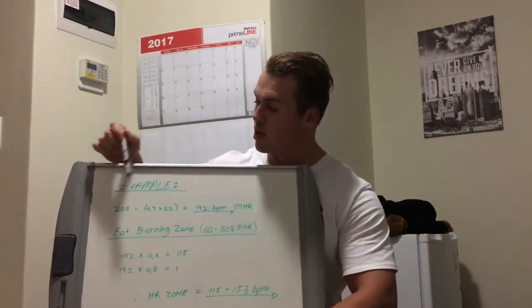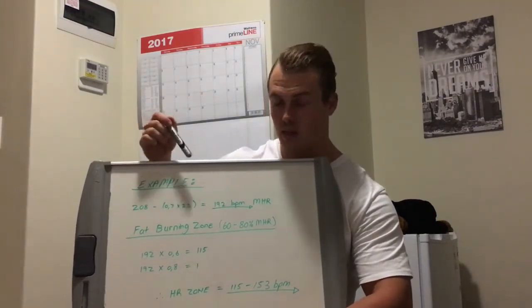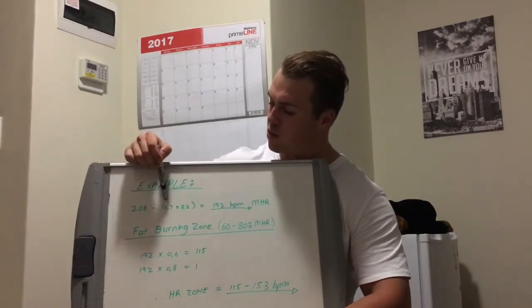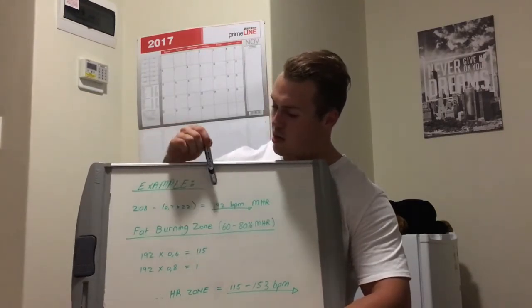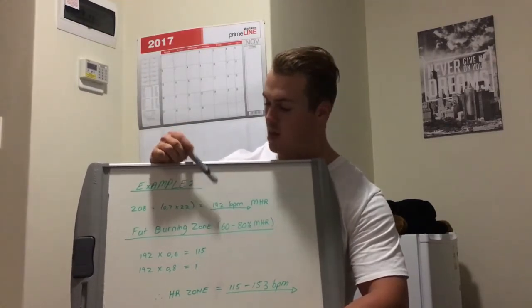I'm 22 years old, so I use the second formula, which is more accurate for myself. I hope you guys can see this. Basically, it's 208 minus 0.7 times 22. Therefore, my maximum heart rate would be 192 beats per minute.